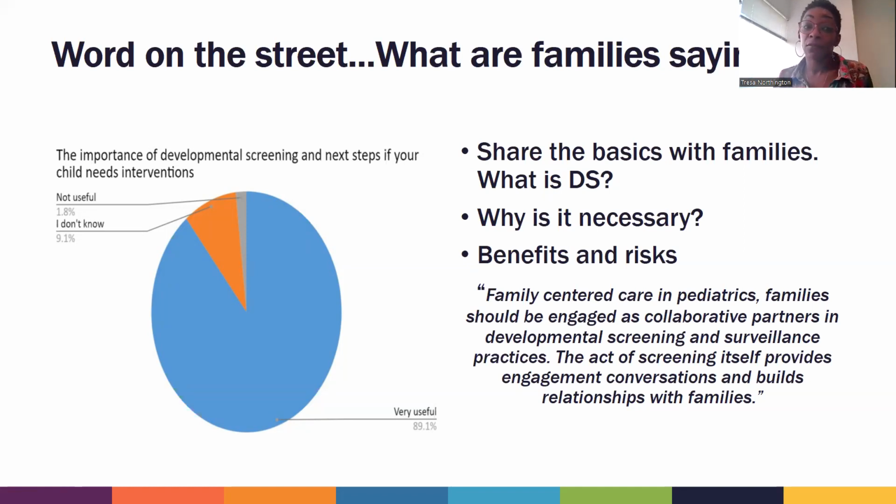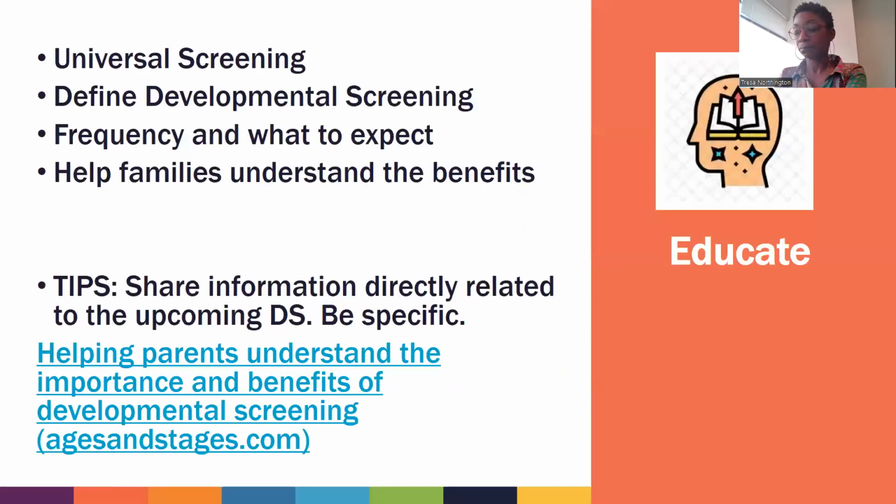We want to engage in conversations with them to let them know what developmental screening is and what their next steps might be if their child needs intervention. And all this can be done through family engagement, through education, and through those conversations with families and caregivers. Another way that we can educate families and provide that engagement piece is allowing them to get a little bit more knowledge about the whole process itself.